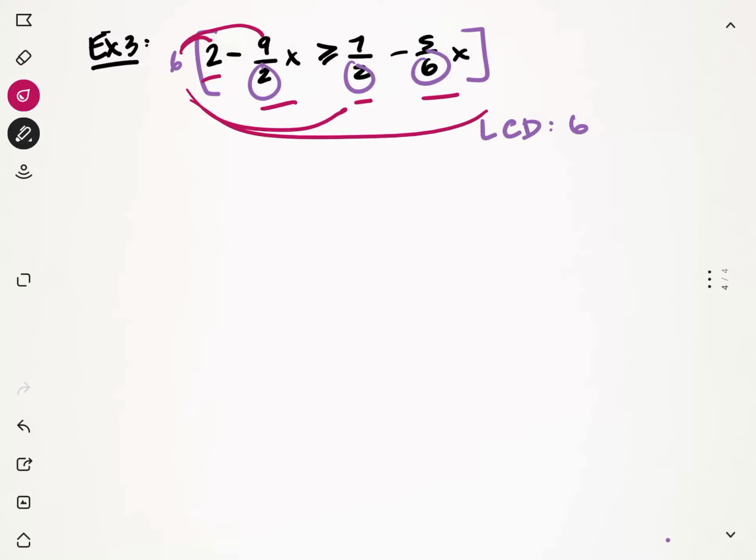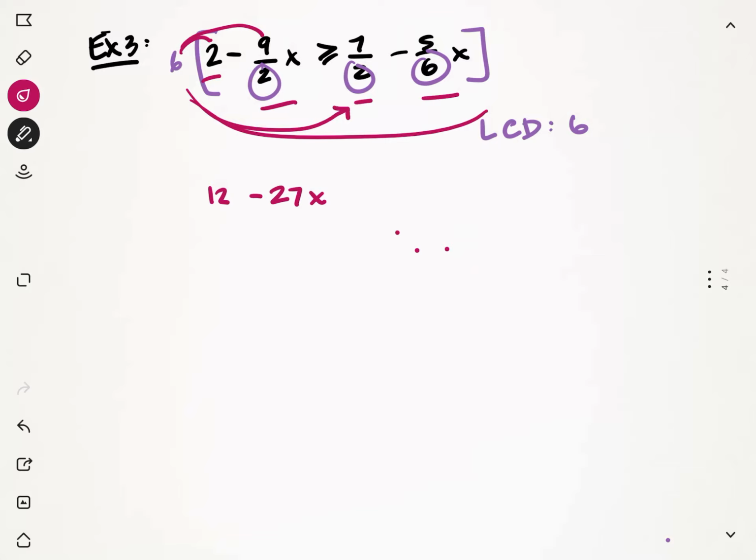So 6 times 2 is 12. Remember, when we're multiplying our number outside by a fraction, we multiply numerator, divide denominator. So 6 times 9 is, oops, sorry, that's a minus. 6 times 9 is 54, divided by 2 is 27. The x is still there, it's unchanged.